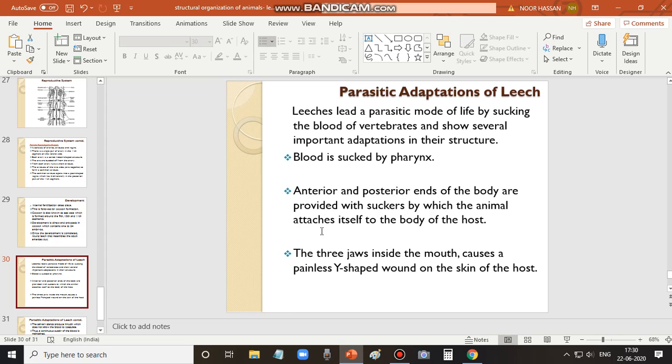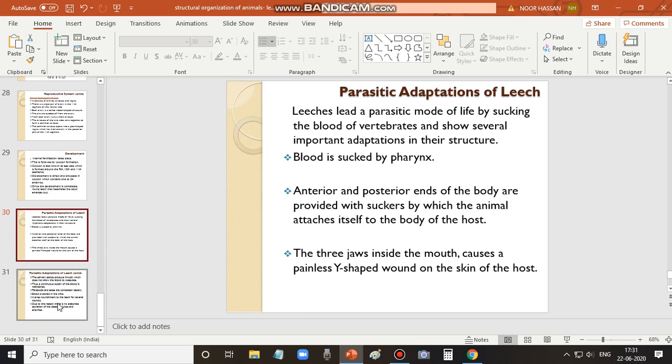Using these suckers, the animal can attach itself on the body of the host, and the three jaws inside the mouth cause a painless Y-shaped wound on the skin of the host, because the pharynx itself is triradiate, as we have learnt already. Accordingly, it leaves a Y-shaped mark on the skin of the host. Blood is sucked by the pharynx, and the anterior and posterior suckers are useful for the attachment of the animal onto the skin of the host.